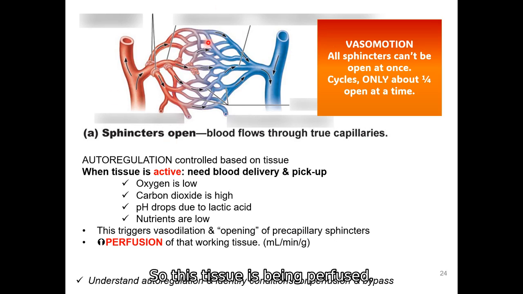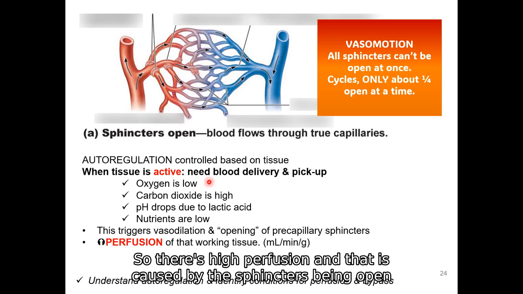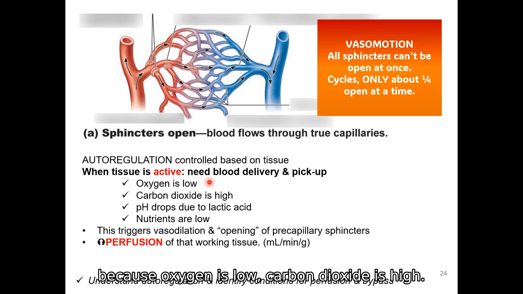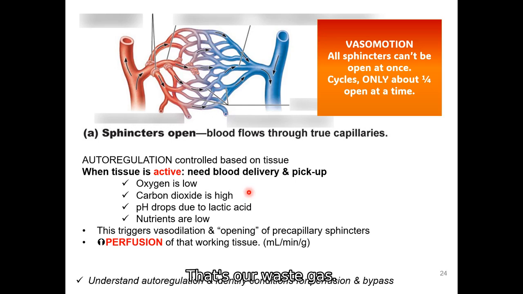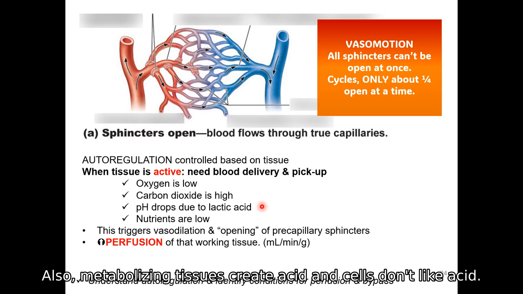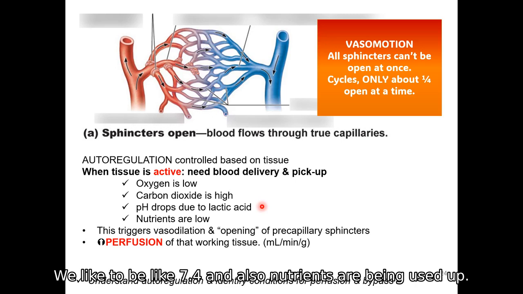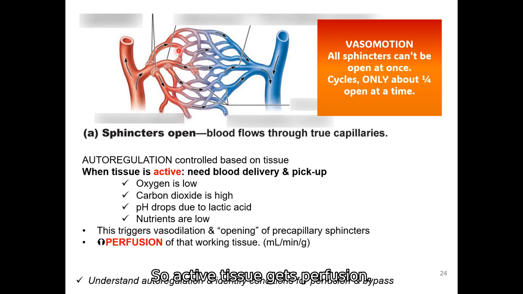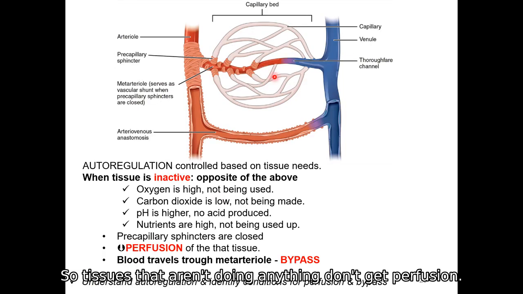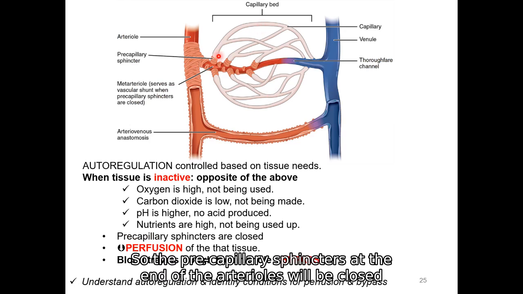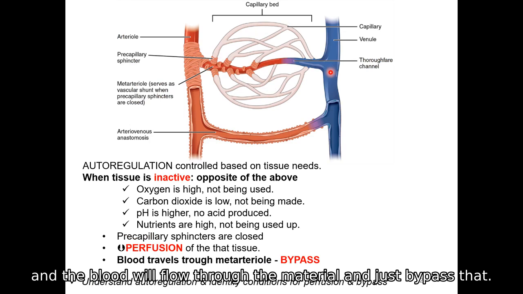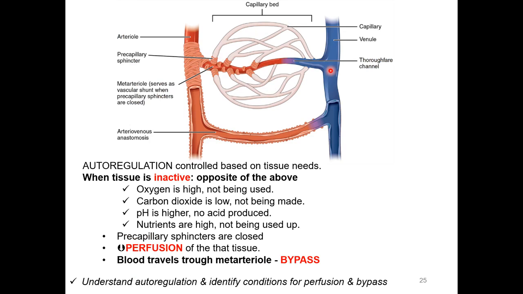So autoregulation: this tissue is being perfused, so there's high perfusion, and that is caused by the sphincters being open because oxygen is low, carbon dioxide is high, that's our waste gas. Also metabolizing tissues create acid, and cells don't like acid, we like to be right at 7.4, and also nutrients are being used up. So active tissue gets perfusion. The opposite is also true. So tissues that aren't doing anything don't get perfusion. Okay, so the precapillary sphincters at the end of the arterioles will be closed, and the blood will flow through the metarteriole and just bypass that.